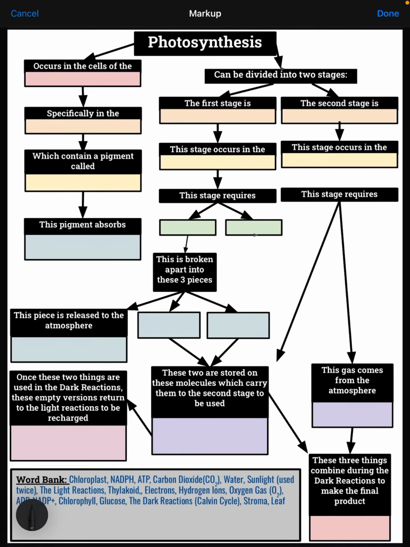Everyone, this video is to serve the purpose of supporting you in your cell metabolism review flowcharts, which comprise both the photosynthesis flowchart as well as the cellular respiration flowchart.